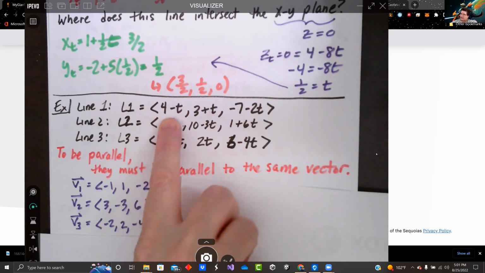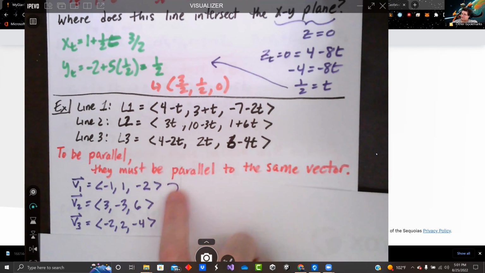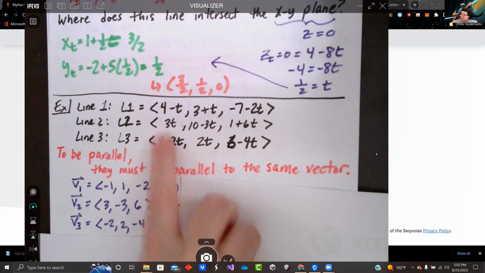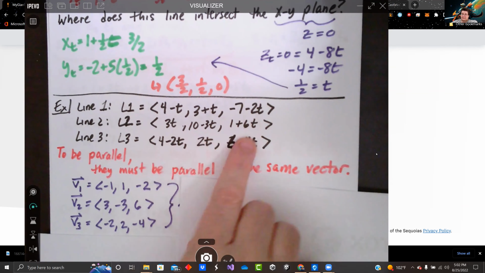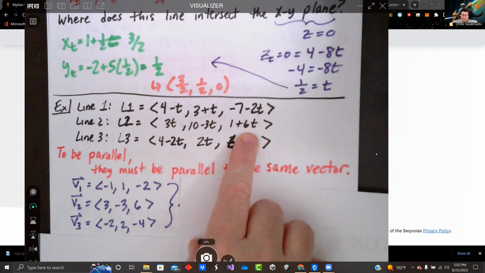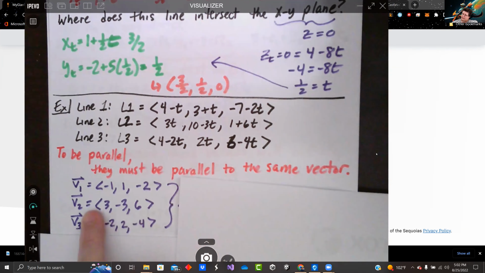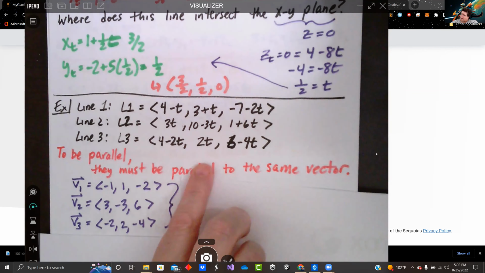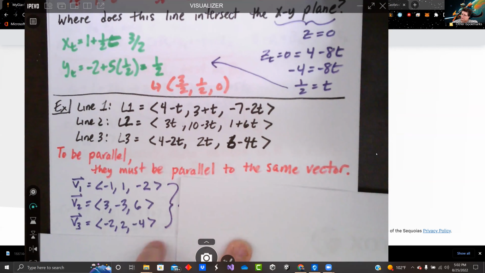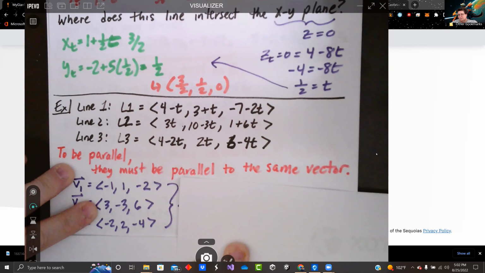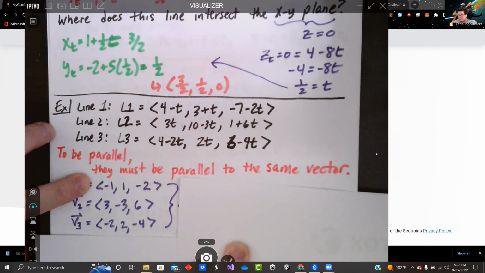So for line 1, we've got -1, 1, and -2, which we have here. For line 2, we've got 3, -3, and 6. Those are our multipliers on time. That's our velocity components: 3, -3, and 6. And then I've got -2, 2, and -4 right here. And now what you've got to try to do is see, can I treat one of these as a multiple of the other? So it looks like if I wanted to go from -1 to 3, I'd have to multiply by -3. Can I multiply all of V1 by -3 and end up with V2?